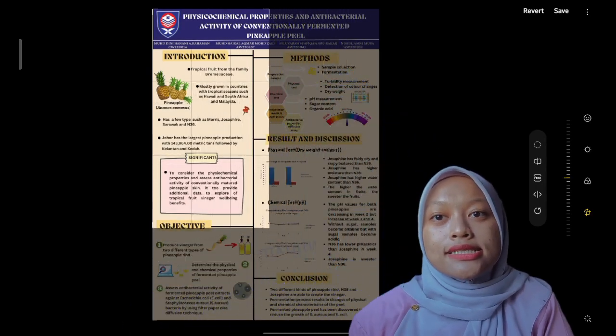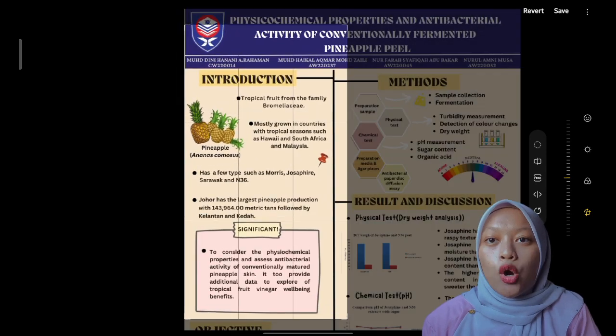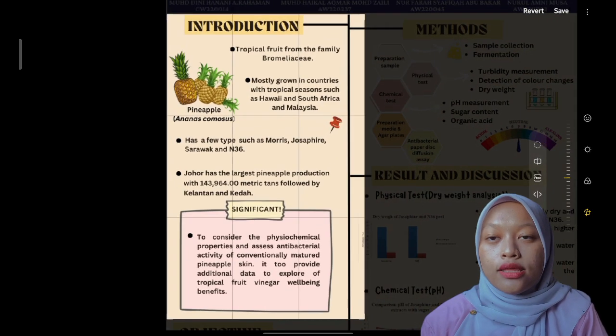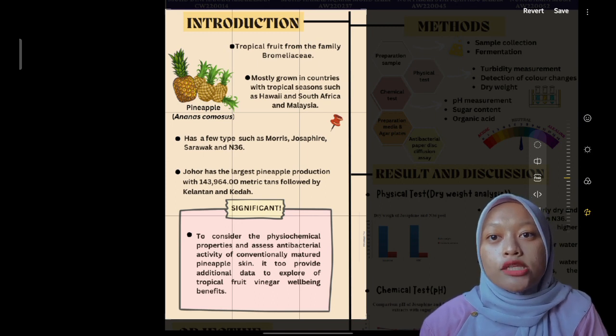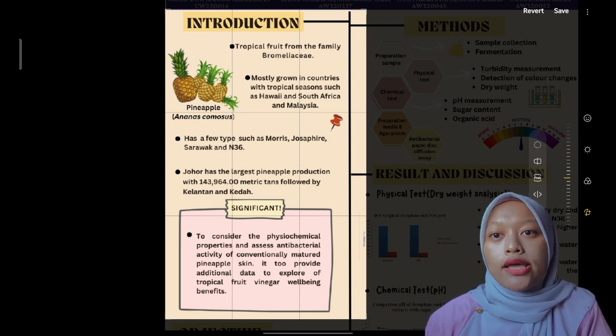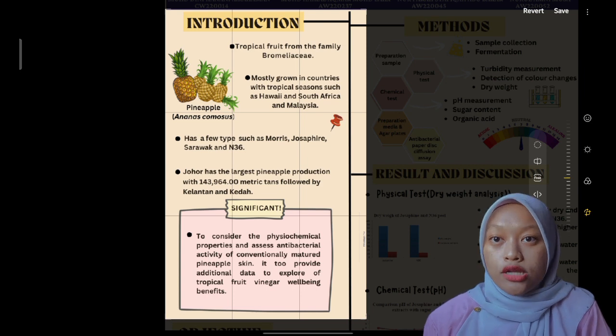So basically, this thesis discussed about Ananas comosus, or better known by the name of pineapple fruit. This fruit is part of the Bromeliaceae family, which is widely found in tropical countries such as Hawaii, South Africa, also in our country, Malaysia.